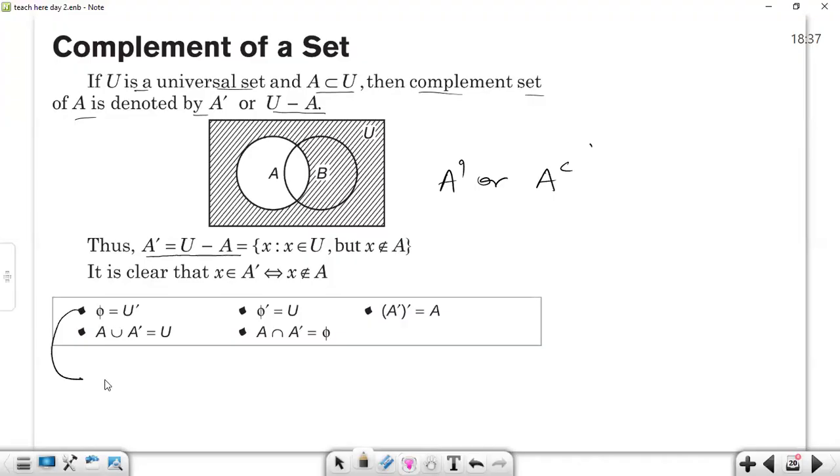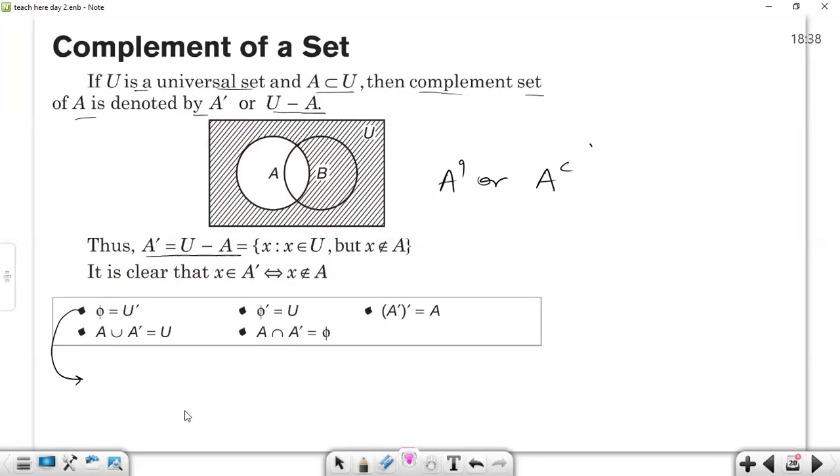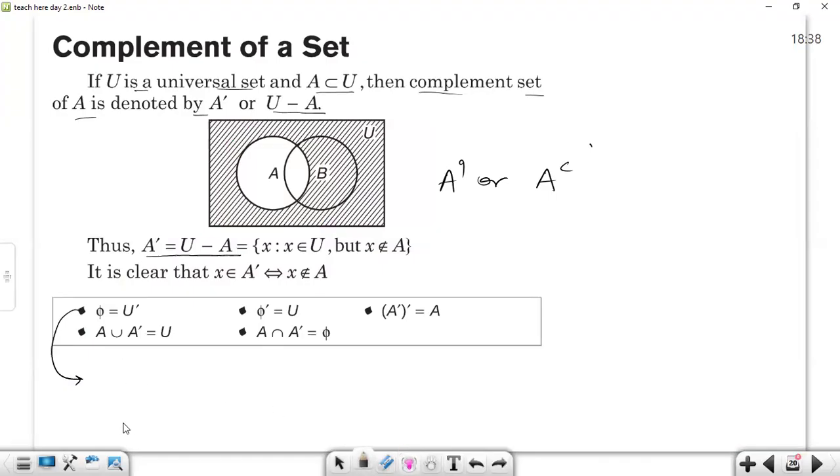So let's discuss this one by one. Drawing first. Say this is a rectangular universal set. This is a universal set, and the universal set is like the universe for us. Whatever our discussion is regarding, the universal set will have it all. Everything.